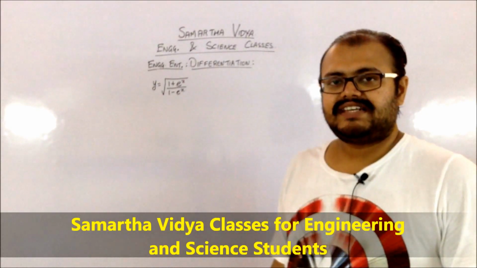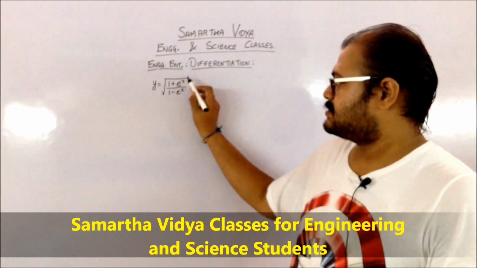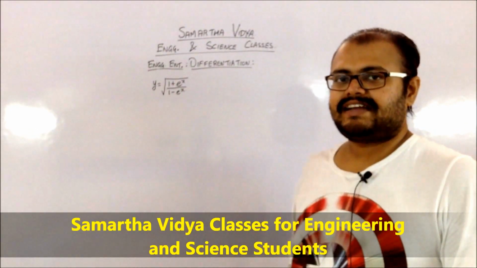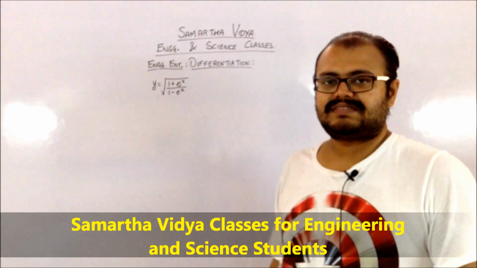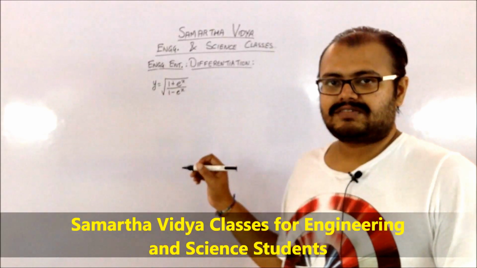So in this case, if you take the derivative of this term directly, you can see that you have a root term which is present, then you have the u by v which is present, and you have the e raised to x which is present in it. So it's going to be quite difficult to solve this problem directly.